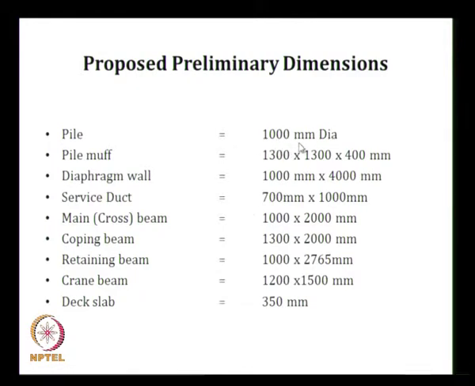We will have a pile, on top of it we will have a pile muff, then we have a diaphragm wall, 1000 millimeter thickness and 4 meter length each panel. The service deck dimensions are 700 millimeter width and 1 meter depth. We have a main cross beam, that is 1 meter by 2 meter. We have a coping beam on top of the diaphragm wall, which is 1.3 by 2 meters. We have a retaining beam at the end, that is 1 meter by 2.765.